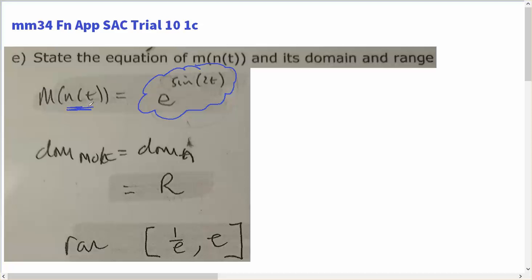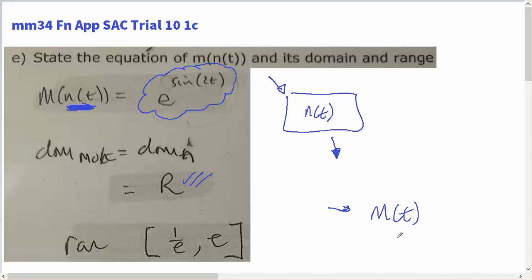The domain will be the domain of the inside, which is the domain of n, which in this case will be the domain of sine of 2t, which is all real numbers. Now remember, any x value will go through n of t first. What comes out as the range of n of t becomes the domain of m of t. So the range of n becomes the domain of m.